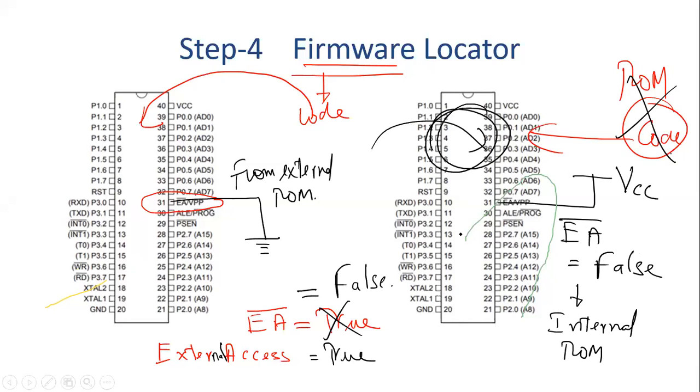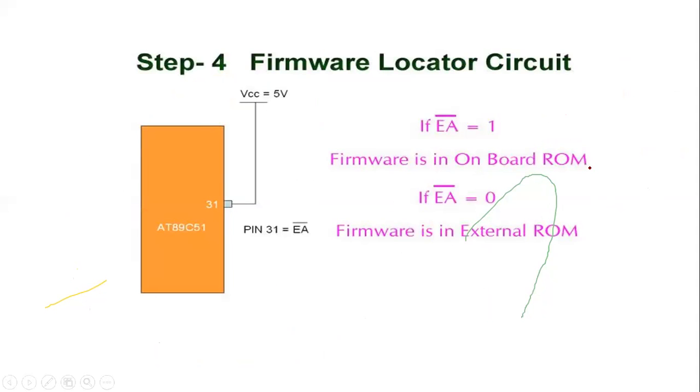So the firmware locator is a way of telling the microcontroller from where it has to fetch the source code, whether from external memory or from internal memory. I don't want the source code to be fetched from external memory. So I don't want it to be used this way. I want it to be used this way. So I deactivate my external access and make it false by connecting this pin to the power supply pin. So that is what I do.